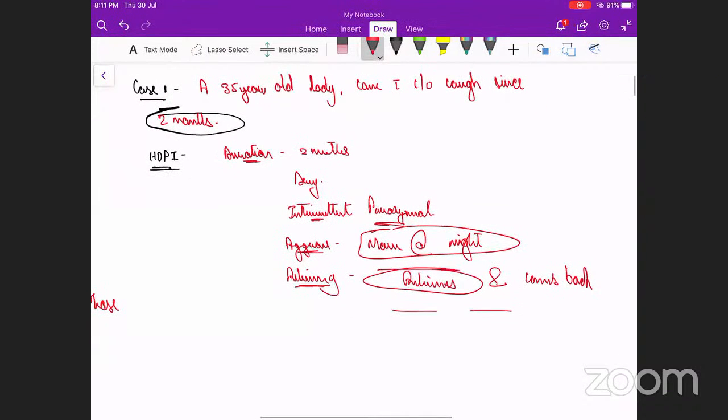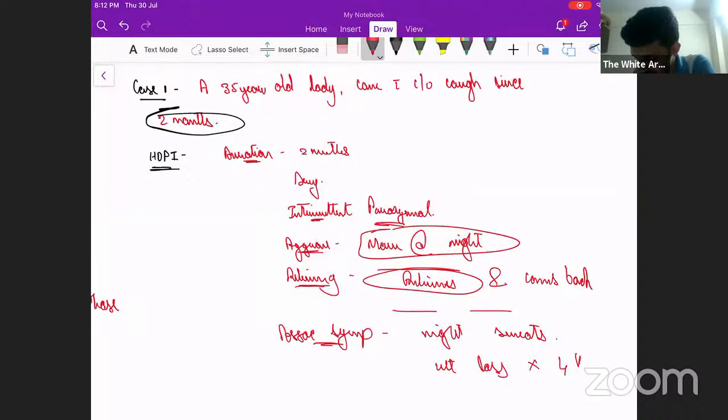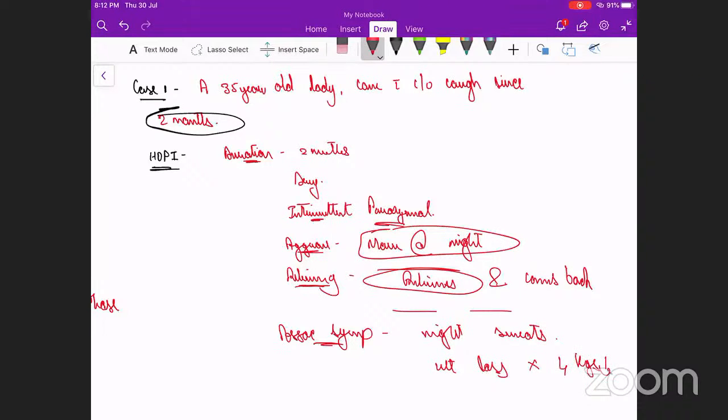Any associated complaints with cough? Associated symptoms: she has night sweats also. Then there is weight loss also. Some amount of weight loss is present in the past 2 months. Around 4 kg she has lost. And night sweats is present.